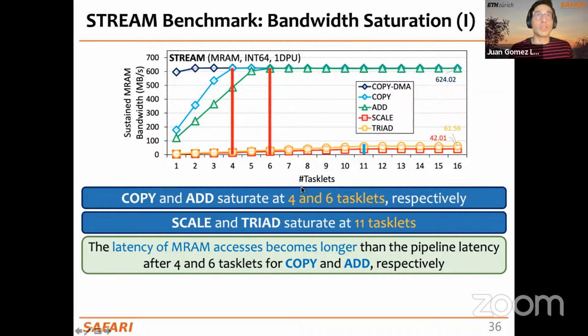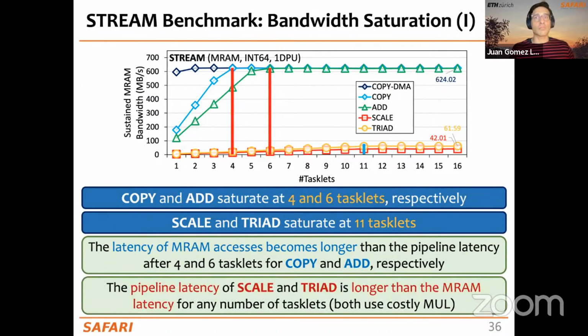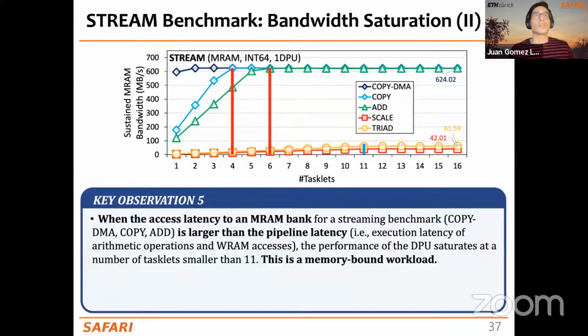And what happens for these 2 particular benchmarks, copy and add, is that after 4 and 6 tasklets respectively, the latency of MRAM accesses becomes longer than the pipeline latency, the execution of instructions in the pipeline for these particular microbenchmarks. However, for scale and triad, regardless of the number of tasklets that we are using, the latency of the pipeline is always larger, and because that happens, these two microbenchmarks saturate at 11 tasklets because the pipeline saturates at 11 tasklets, as you already know.